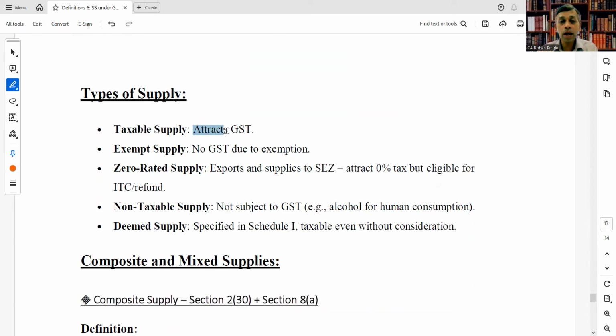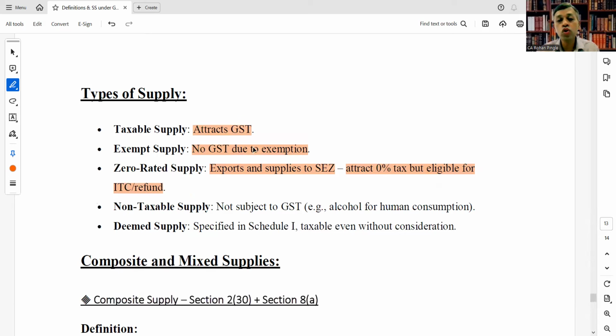So taxable supply attracts GST. Exempt supply has no GST due to exemption, properly covered under exemption. Zero rated supply is different from exempt supply. It is actually taxable, but supplies like exports attract 0% tax and are eligible for ITC or refund. This is the difference between exempt supply and zero rated supply.